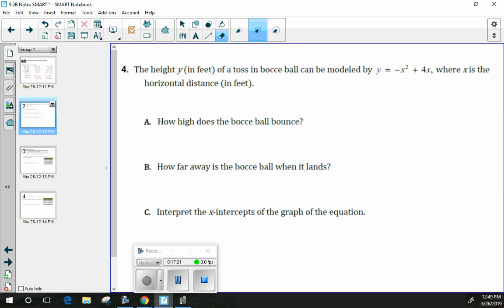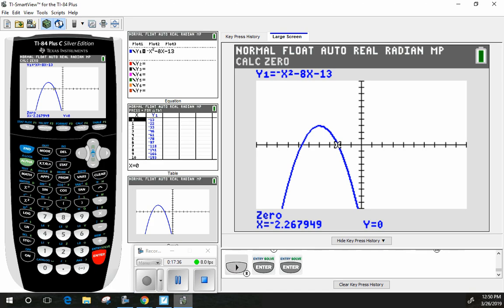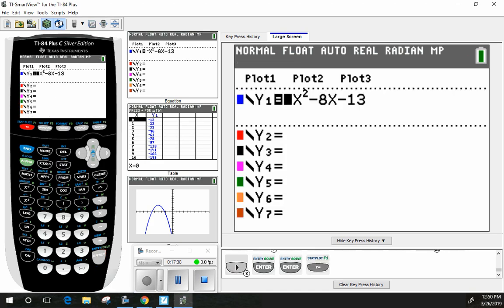Are they still asking me about x-intercepts here? But they're not. If I want to know how high the ball bounced, they're not asking about x-intercepts, right? The max, the vertex, right? Exactly. So first of all, let's graph it. Okay, let's clear this. We've got negative x squared plus 4x.